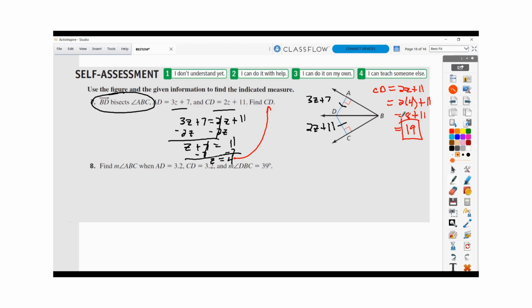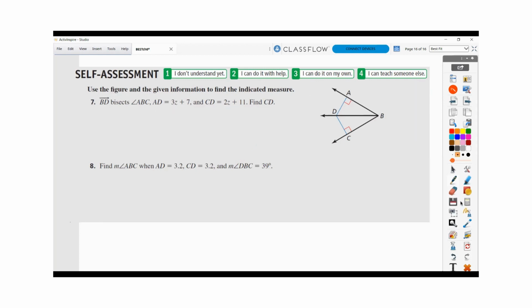Okay, so now the last one, we're starting from scratch now. On the last one, I'm going to erase all this. Okay, the last one that we're doing, find the measure of ABC. So they want to know this entire measure. That's angle ABC. Okay, given that the distance from A to D is 3.2, the distance from C to D is also 3.2. So here we see that it's equidistant from both sides, which means that this must be the angle bisector.